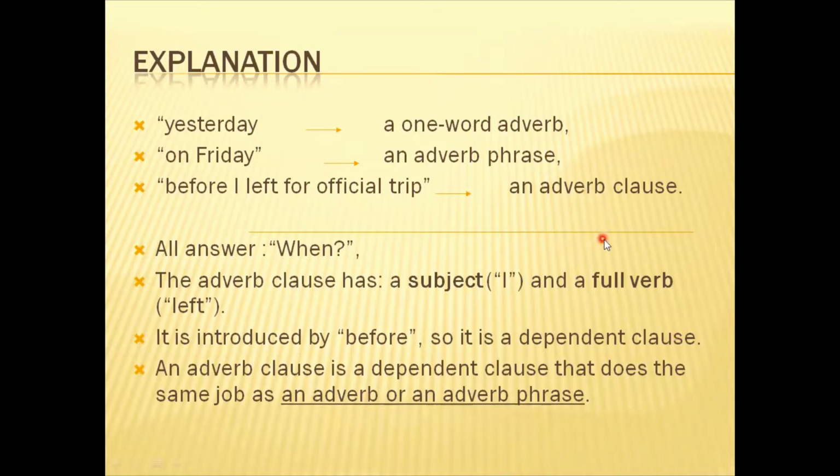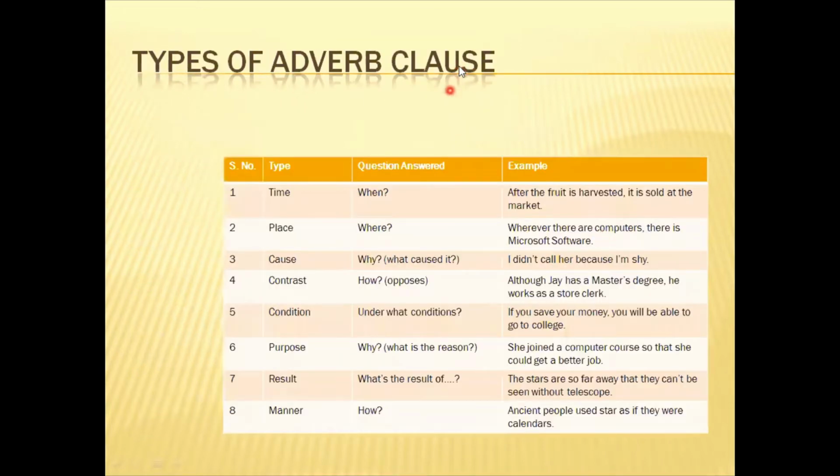Next, the types of adverbial clauses: you have adverbial clause of time, adverbial clause of place, adverbial clause of reason or cause, adverbial clause of contrast which opposes, adverbial clause of condition, and you also have the adverbial clause of purpose, adverbial clause of result, and adverbial clause of manner. When you see the adverbial clause of time, the question answered is when.